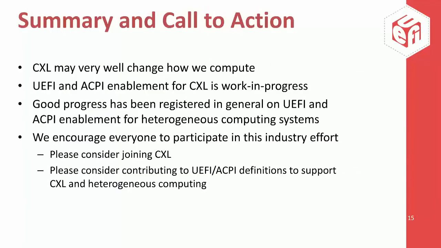Right. So that's a glimpse of all the stuff that is coming along in the UEFI and ACPI worlds to enable CXL. There are ACPI and UEFI ECRs in flight that describe these properties or features that we just talked about. Please do take a look at those ECRs if you're interested.